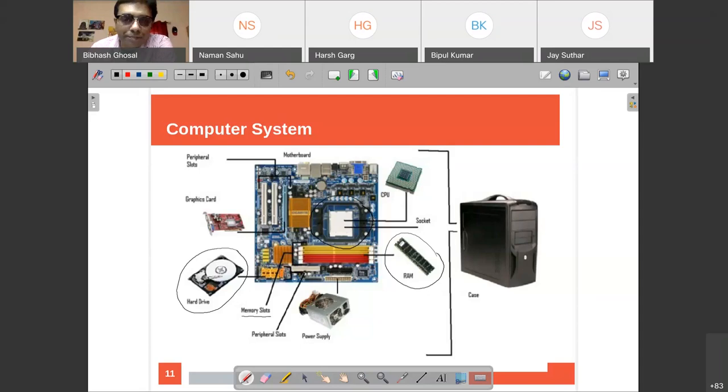Now all these items that you find here have to be powered. So there needs to be a power source. Here is a power supply that is going to be connected to this, and that will provide the power to all these components here.